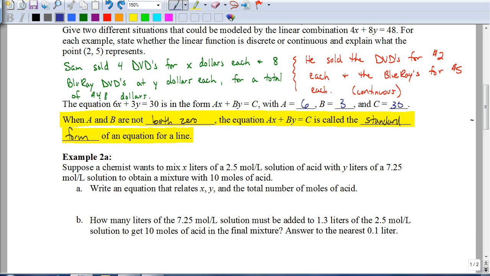Now, again, ax plus by equals c, that's referred to as a linear combination. It's also called the standard form of a line, or standard form of an equation. The key here is, like we said, a and b cannot both be equal to 0. So in the equation ax plus by equals c, or 6x plus 3y equals 30, the a would be your 6, the value for b would be 3, and your value for c would be 30.